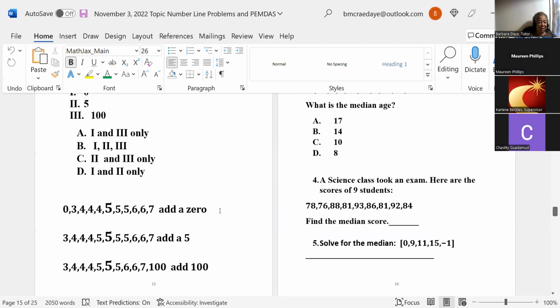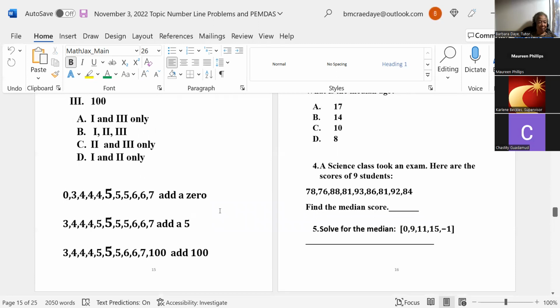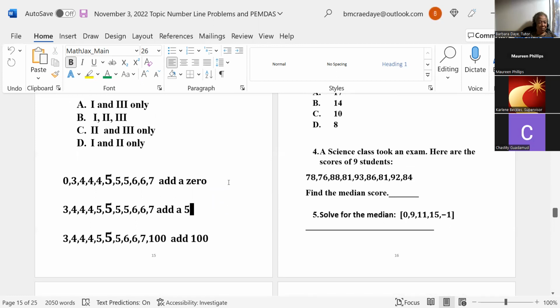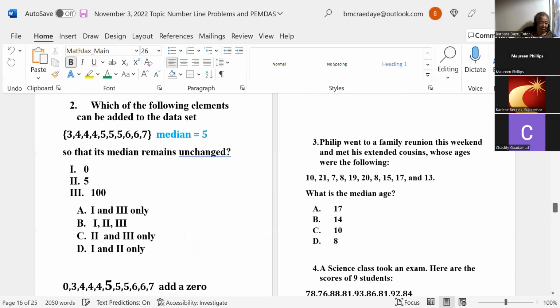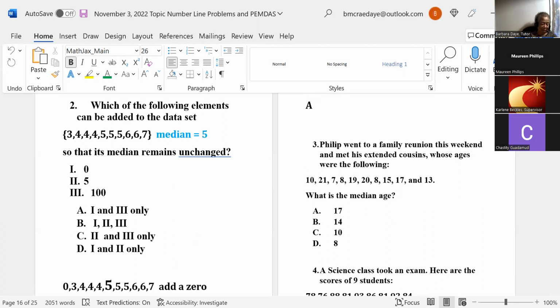So what would be the answer? B. 1, 2, and 3. That's right, that's B, because in all cases, the median stays the same. So the answer would be B. 1, 2, and 3. Very good. All right.